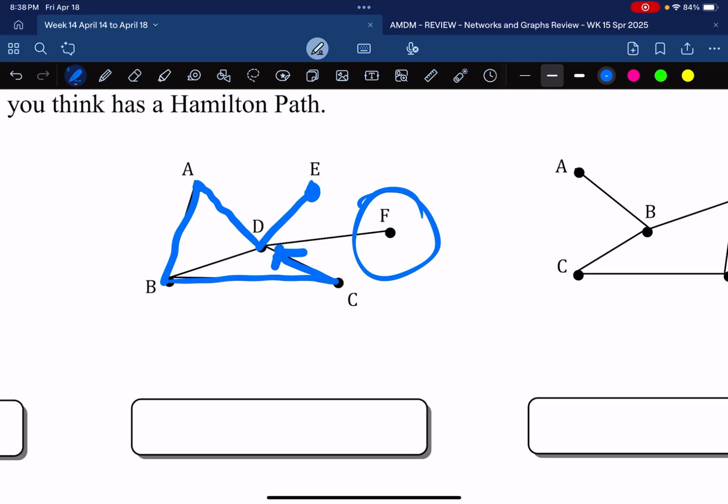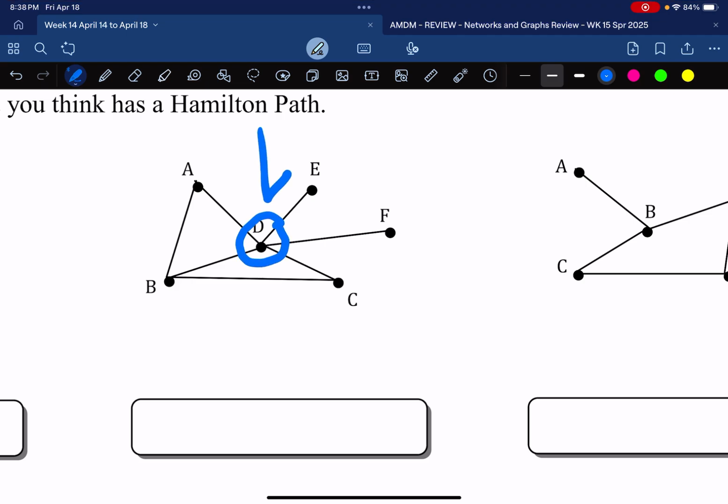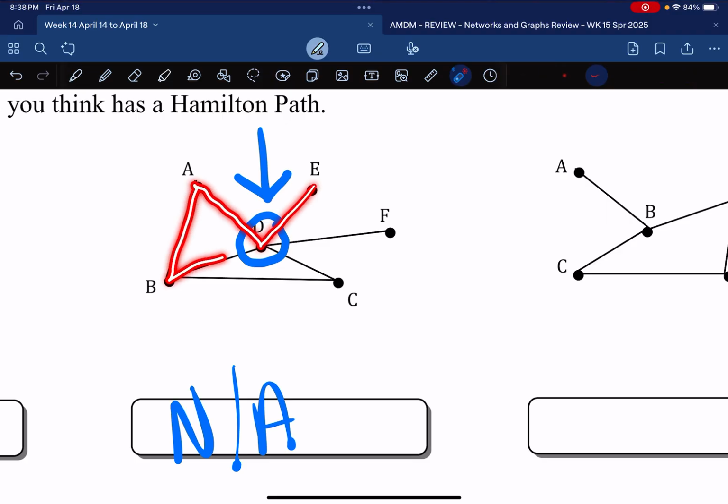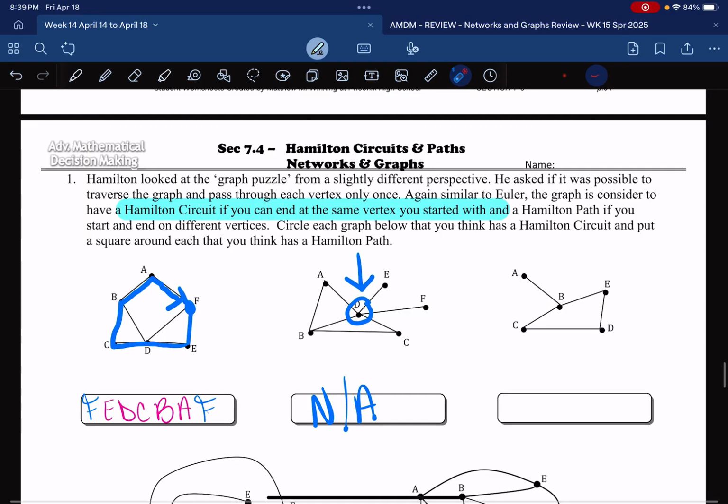If we were talking Euler, cool, that's great. But Hamilton cannot do that with a circuit or a path. So because of this placement of the vertex D, this is not possible. Because again, you cannot go to a vertex more than once. So we understand Hamilton circuit, where you start at one point, are able to go to all the vertexes and end at that same vertex that you started with.